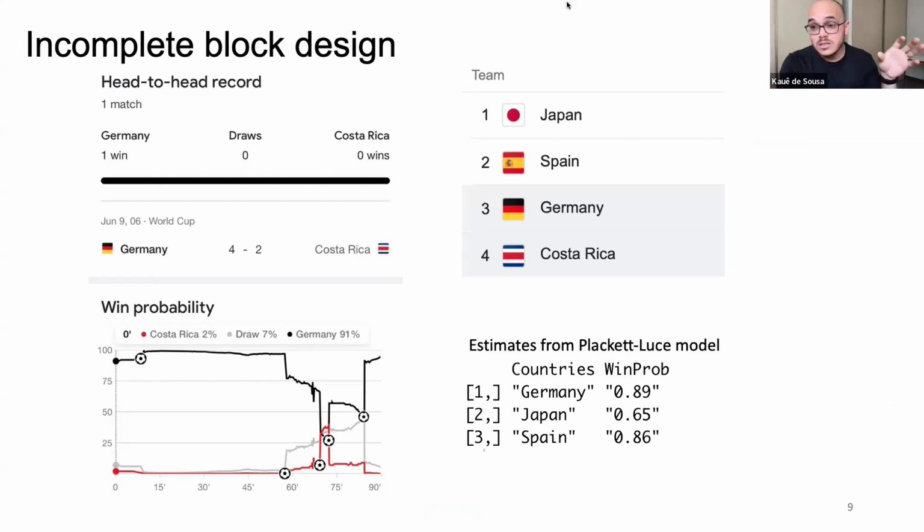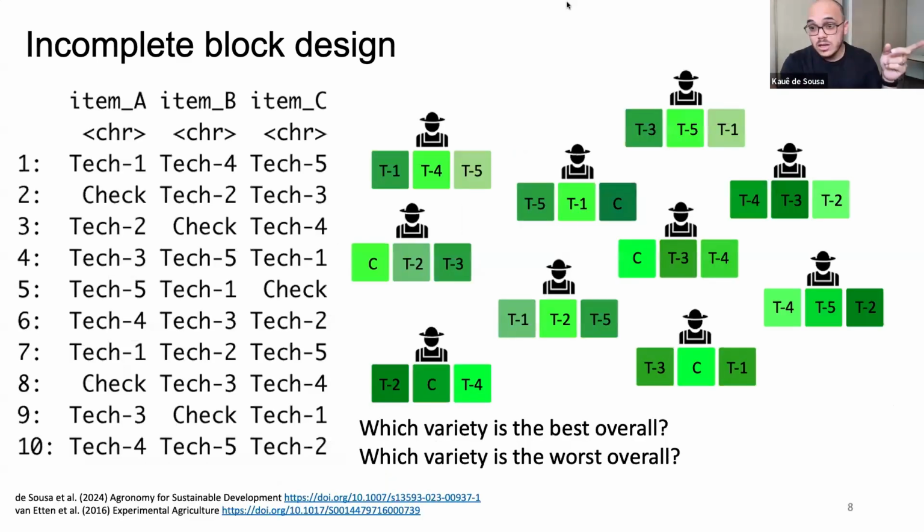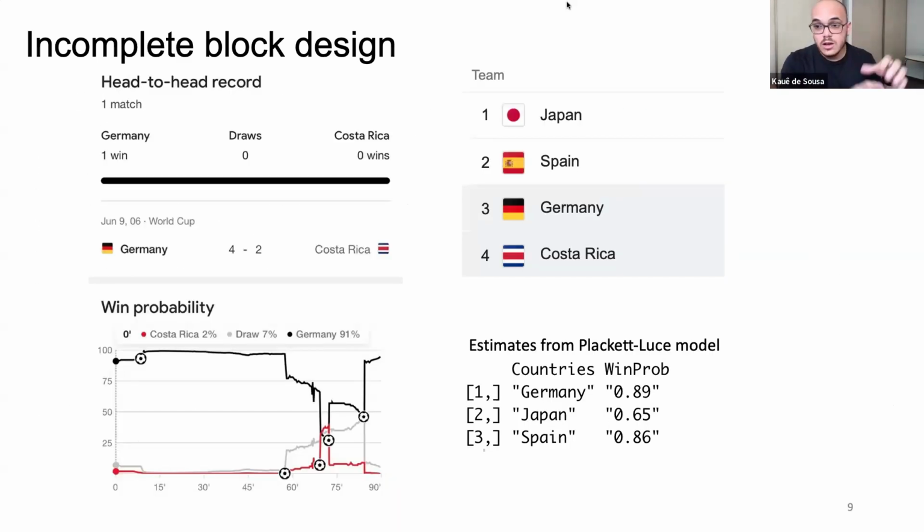FIFA had the statistics for the game Costa Rica versus Germany, even though they had never played each other in the past. How did they do that? Costa Rica played against Spain and Japan, and Germany also played against Spain and Japan. So FIFA could match them and estimate the probability of the performance of both countries because they had common opponents. And this is how this approach works. I always bring that up because it makes more sense for them when you put football on it.